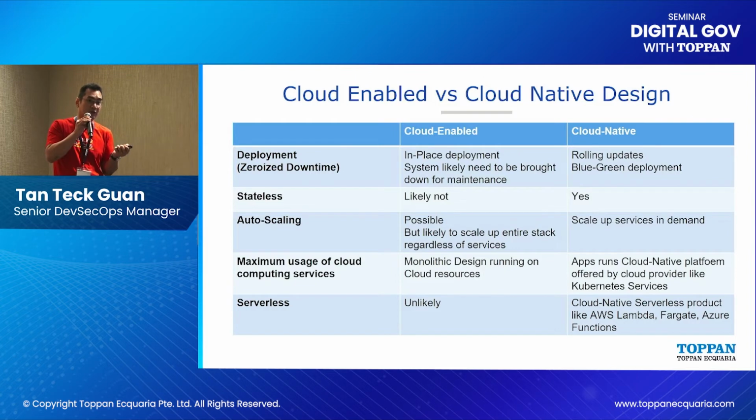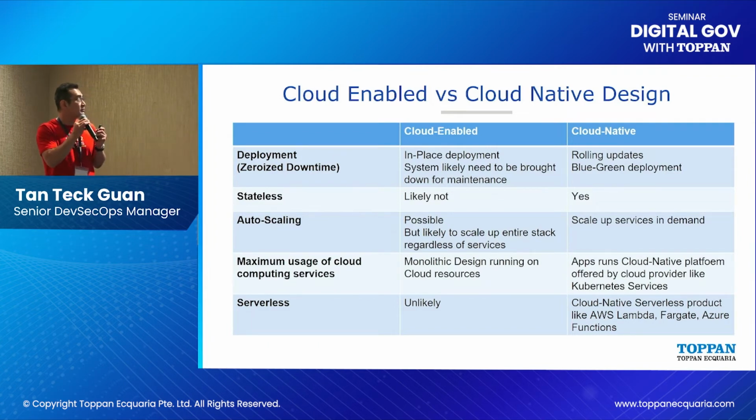You can actually also scale your entire VM to suit your needs. But likely when you scale up, you scale the entire stack regardless of whether the services are in demand or not in demand. So for cloud native, actually you can scale up the services that are more in demand. So maximum usage of cloud computing services. So cloud enabled are mostly monolithic, running on cloud resources. But cloud native is more apps running on a cloud native platform offered by the cloud, like your Kubernetes services.